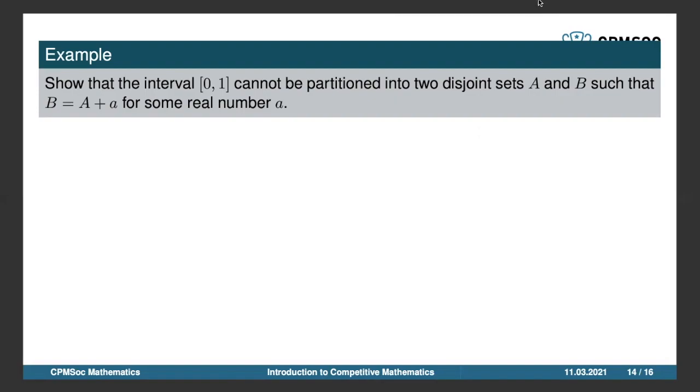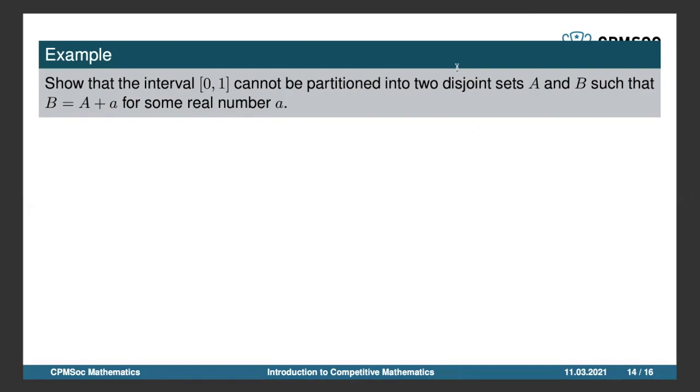So basically what we're saying here is we're taking all of the numbers between 0 and 1, inclusive of 0 and 1. And if we split it into two parts that are disjoint, so they don't share numbers, we want to try and find a way to do that so that one of them is exactly the other one, but you take every number in it and just add some number to it, a in this case. So for example, you could take maybe the interval 0 to 0.5. Then if you add 0.5 to that, you would get the interval 0.5 to 1. You've taken every number within there, you've added 0.5 to it.